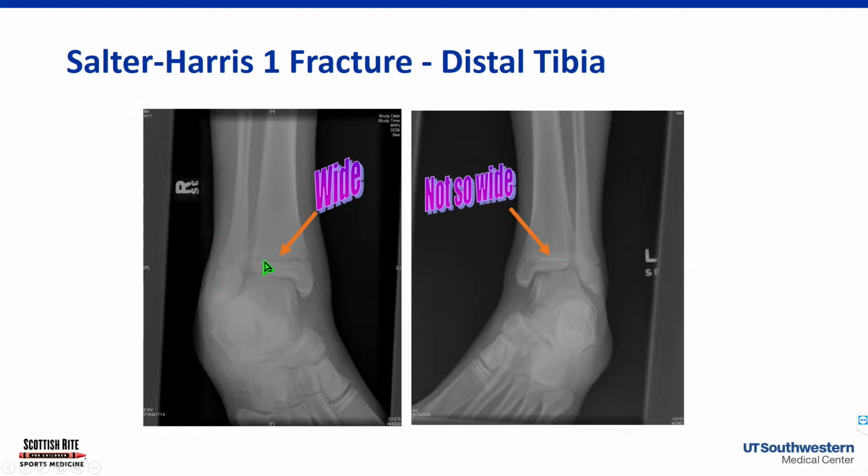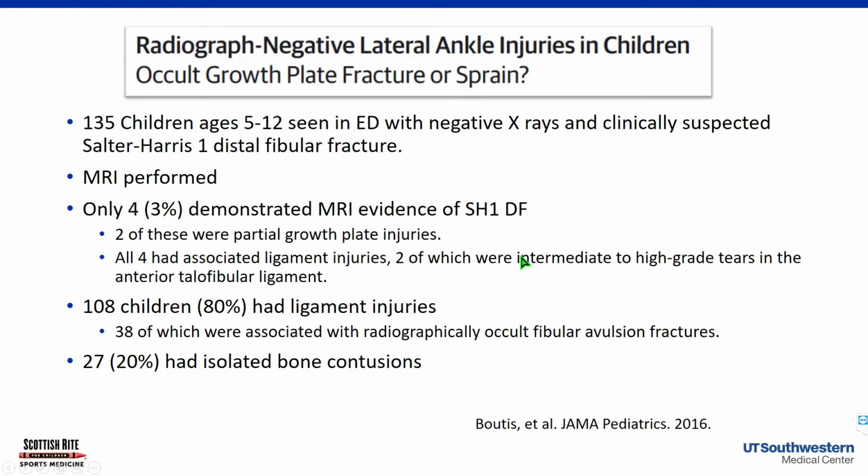If this doesn't grow as much, this one's a little bit more significant. The tibia bears much more of the weight, so we're not quite as worried about these Salter-Harris 1 fractures of the distal fibula maybe as we used to be. So this is a study. There have been several studies, so I chose to highlight some studies throughout this talk instead of trying to cover all of them. But this was a study that was done back in 2016.